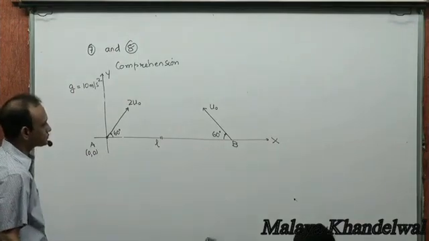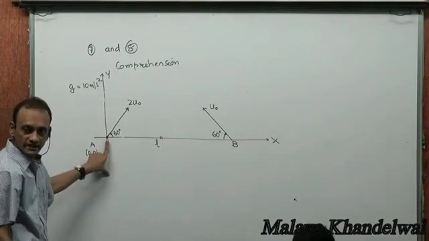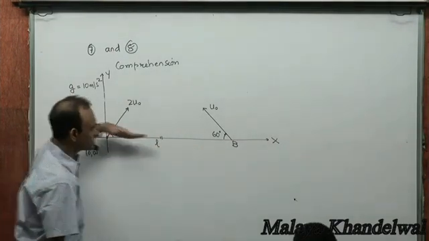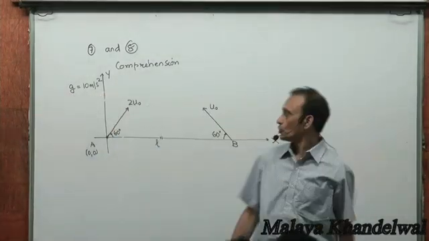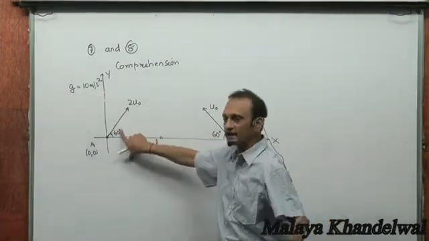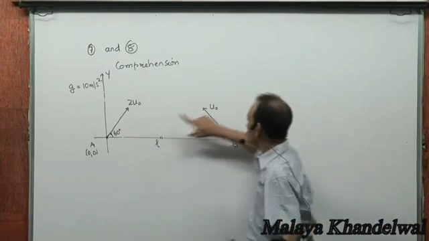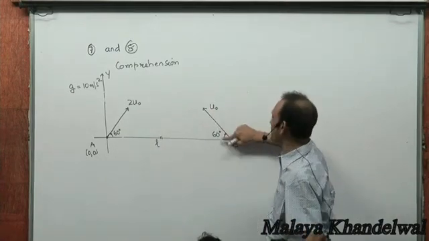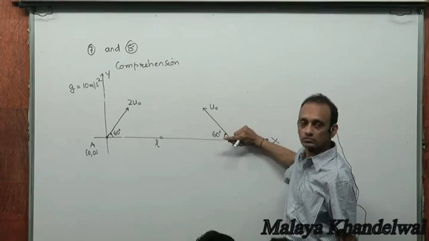So there are two projectiles A and B launched from the same horizontal level. One with a velocity 2u naught making an angle 60 degrees as shown. The other one with a velocity u naught making an angle 60 degrees as shown. Right?